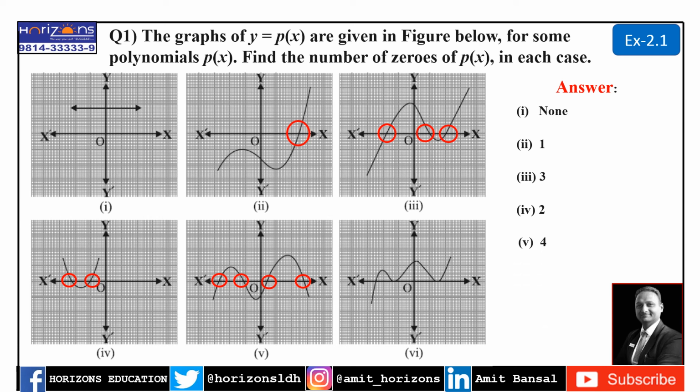In sixth figure, this is the first point where the graph is intersecting the x-axis. Now at this point, the graph is just touching the x-axis. And friends, it is also pertinent to tell you that even if the graph is just touching the x-axis, that point will be considered a zero of the polynomial. So number 2 is this and number 3 is this. So overall this graph has 3 zeros. Clear enough? So this is exercise 2.1 that I have done with you.